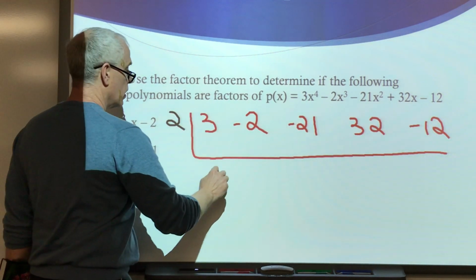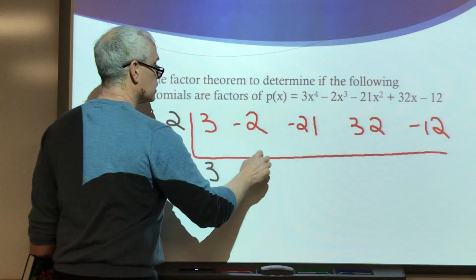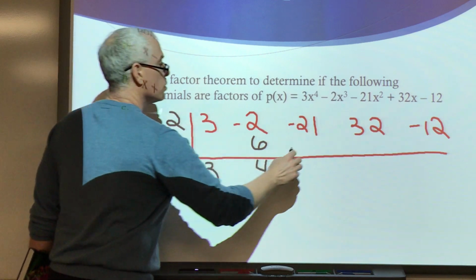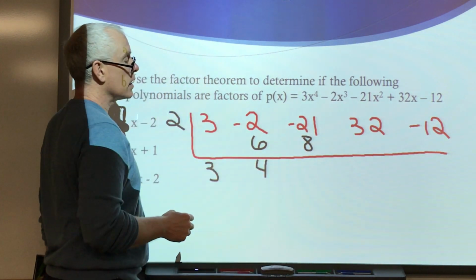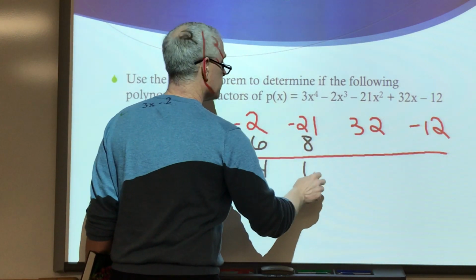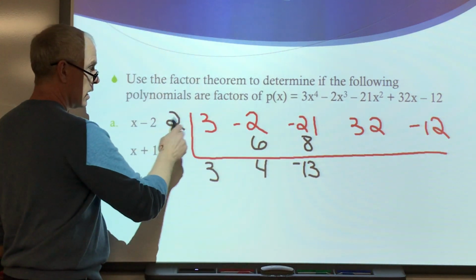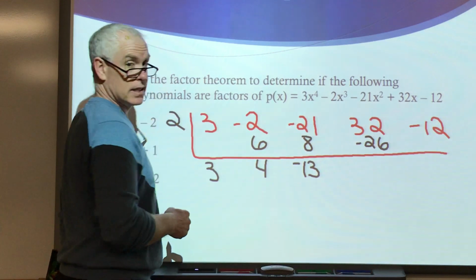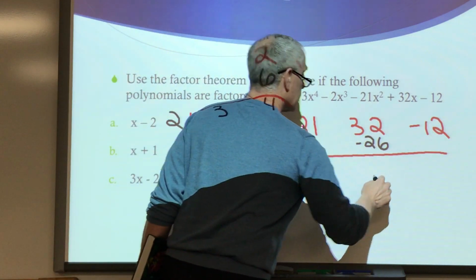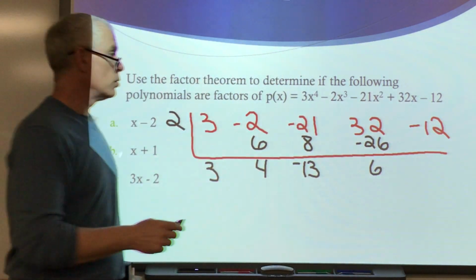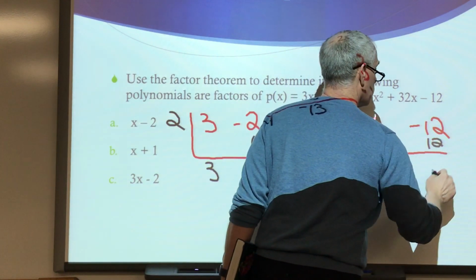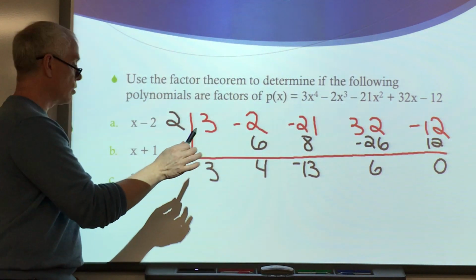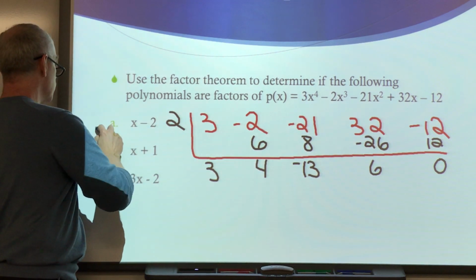So bring down the 3, multiply, and I get 6. Add these up, and I get 4. 4 times 2 is 8. Negative 21 plus 8 is negative 13, sorry. Negative 13 times 2 is negative 26. Negative 26 plus 32 is 6. 6 times 2 is 12. 0 for remainder. So that means because I got a 0 for remainder, x minus 2 is a factor.